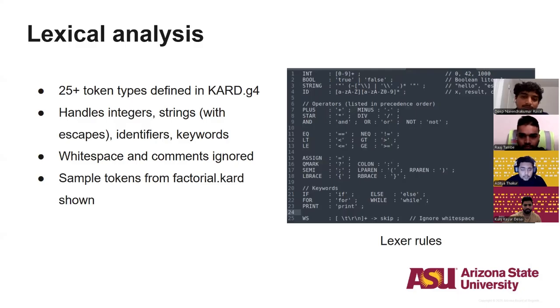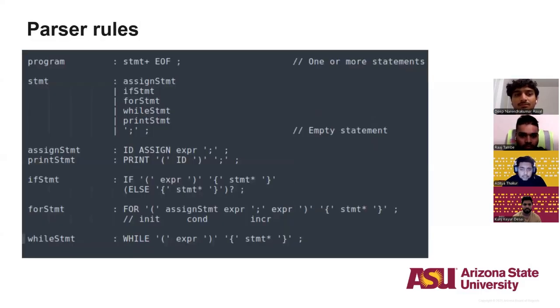So looking at the lexical analysis, the first step is to have 25 distinct token types in the KARD.g4 grammar file. The lexer's job is to throw away things that don't really matter, like white spaces and comments, and keep what does, like identifiers, keywords, and literals. You can see here the sample factorial.card tokens, where the raw code is chopped up into digestible pieces for the computer. Let's move on to the next slide for the parser rules.